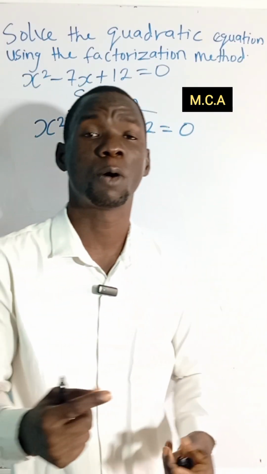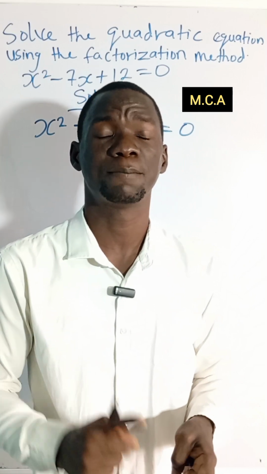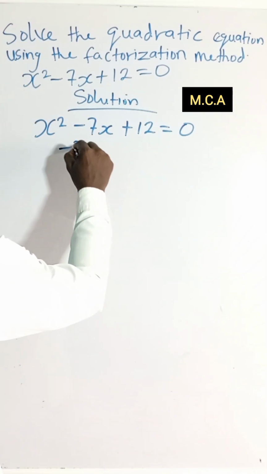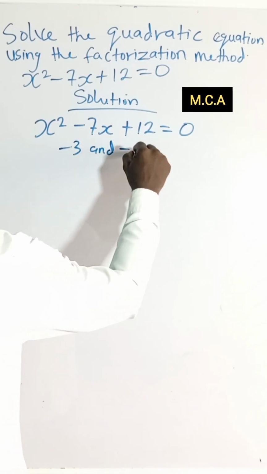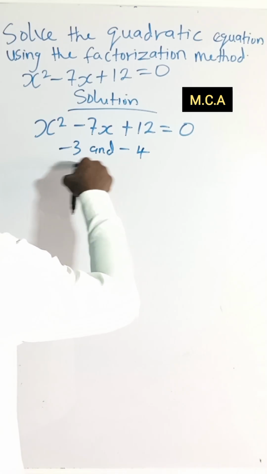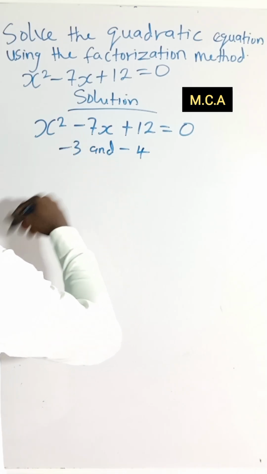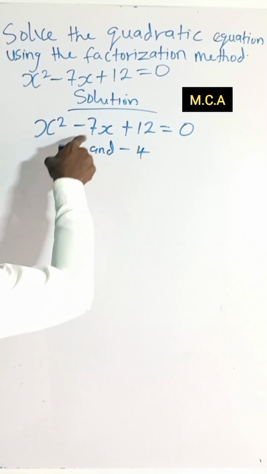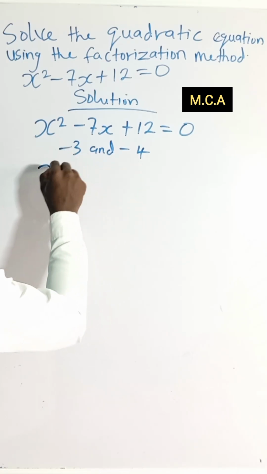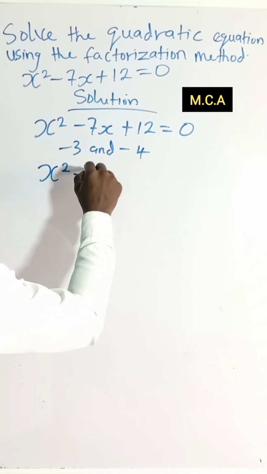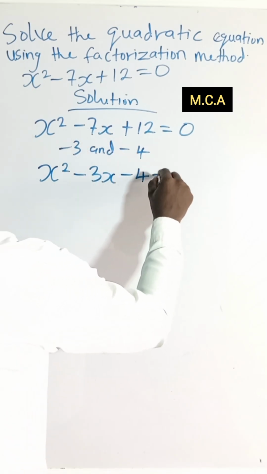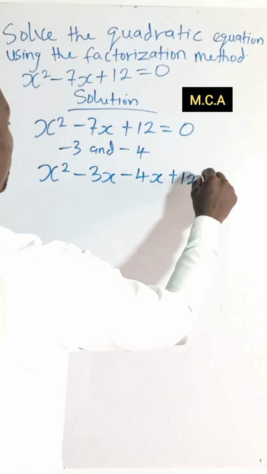You get it? But when we use minus 3 and minus 4, if you multiply minus 3 and minus 4, it will give us 12, and when you add both of them, it will give us what? Minus 7. So since we are going to use this, we will replace minus 7x by minus 3x and minus 4x. So we have x squared minus 3x minus 4x plus 12 equals 0.